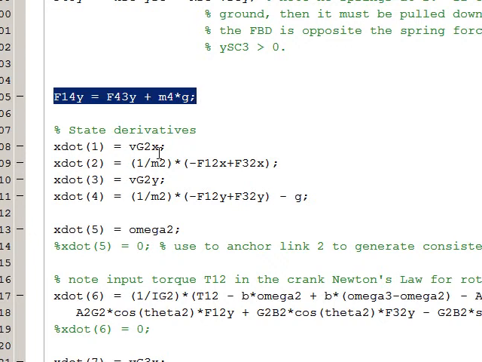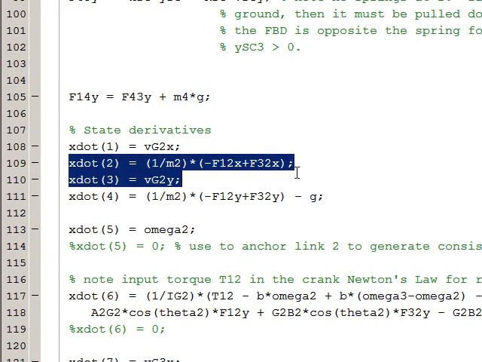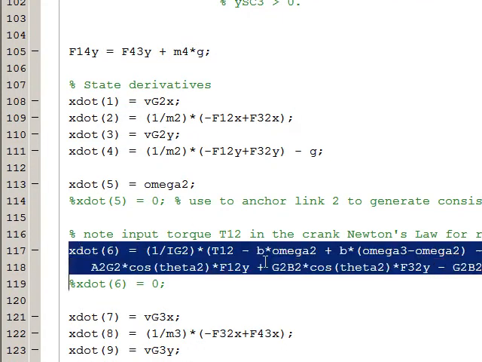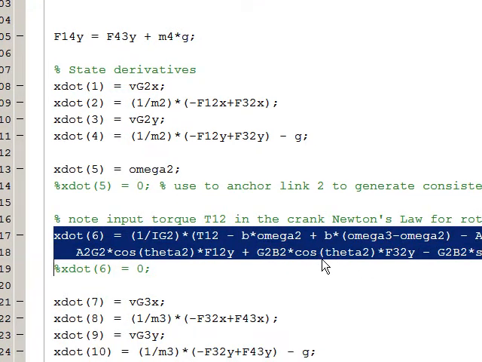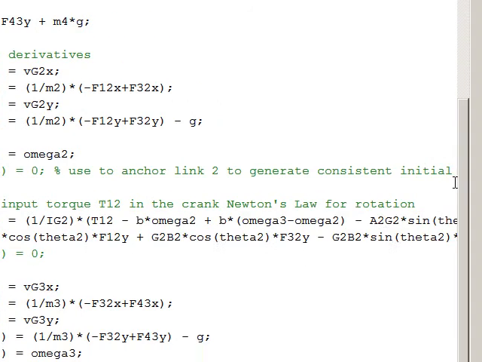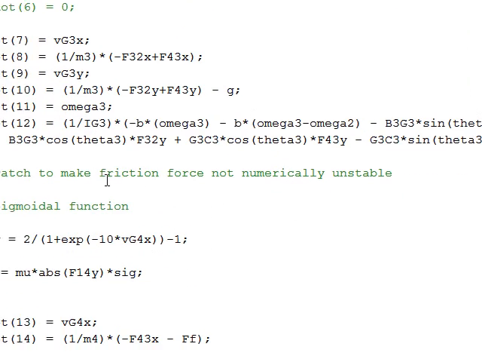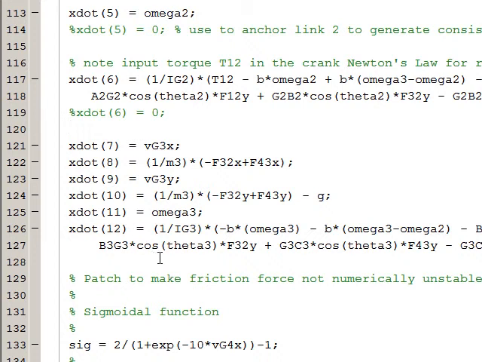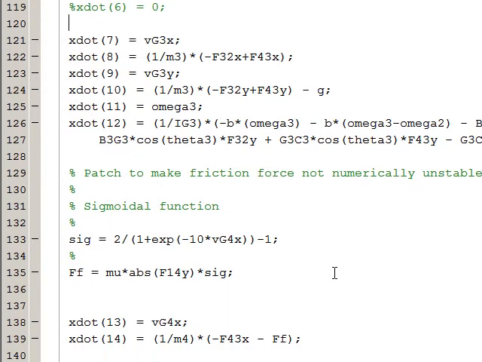So my state derivatives, these are Newton's laws. The sum of the forces in the x direction is ma for link 2. Here's one of my big old torque equations. Okay, so I've got 14 of these first order ODEs. I stop after 12. I leave the block ones for a second because I got to define the friction force.